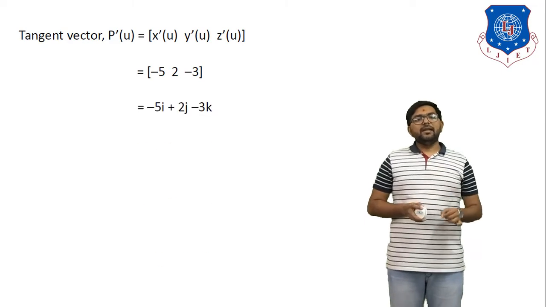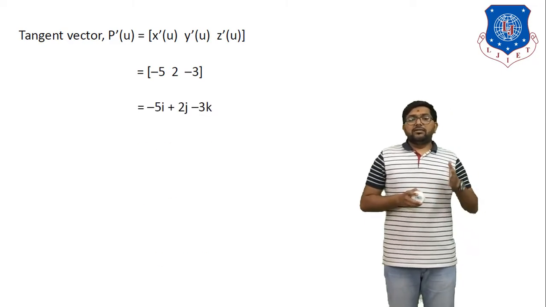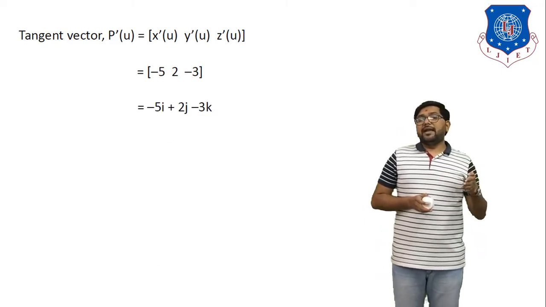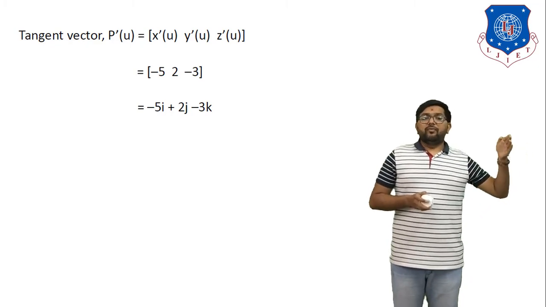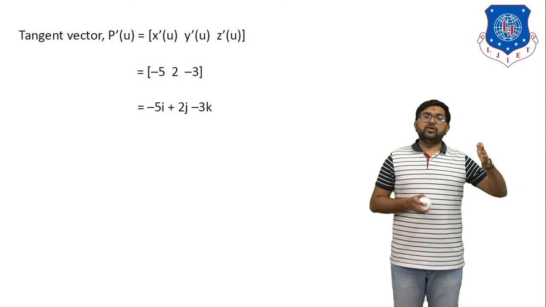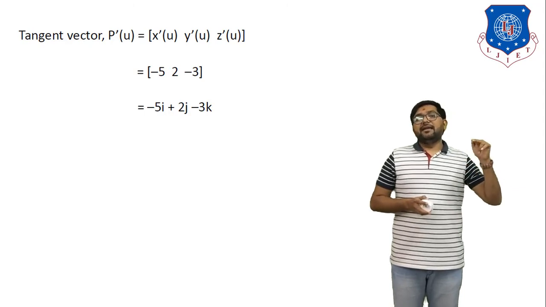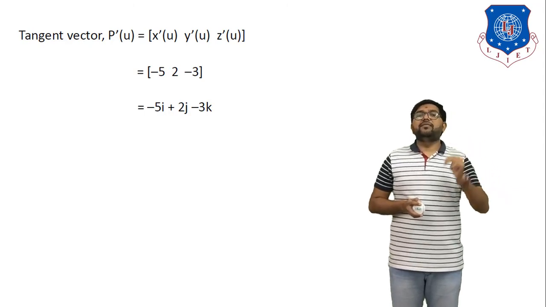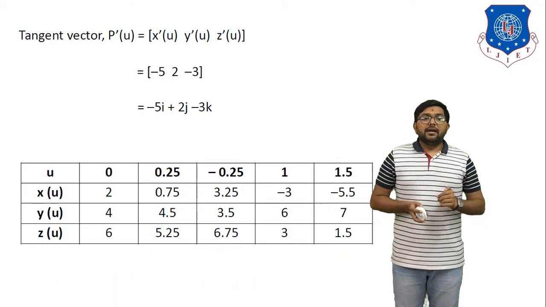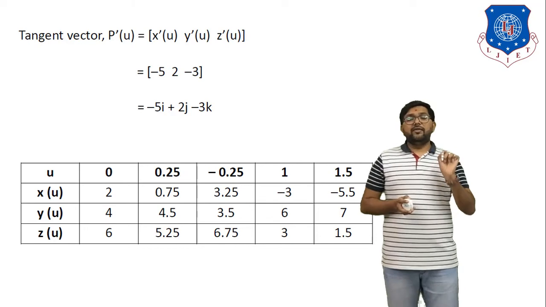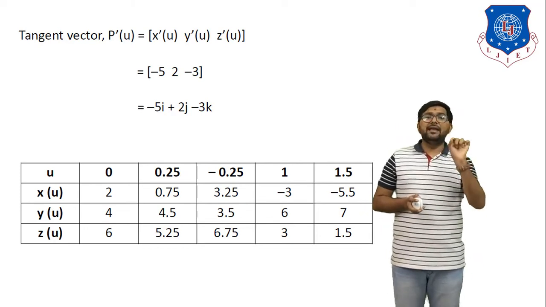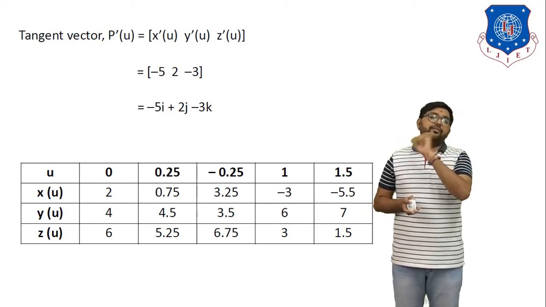Okay. And you all know any vector can be indicated in the form of i, j and k. So minus 5i plus 2j minus 3k. It indicates the direction of the vector. Okay. Now we have to calculate different coordinates on the line at particular values of u.